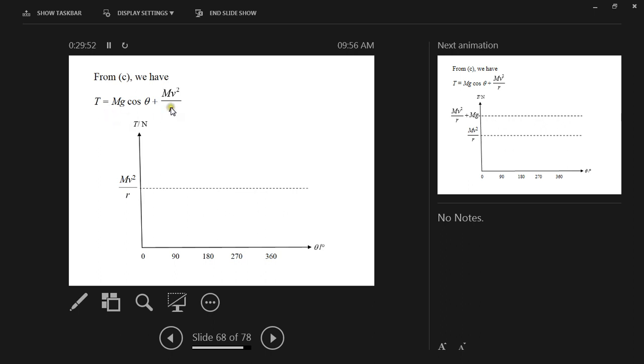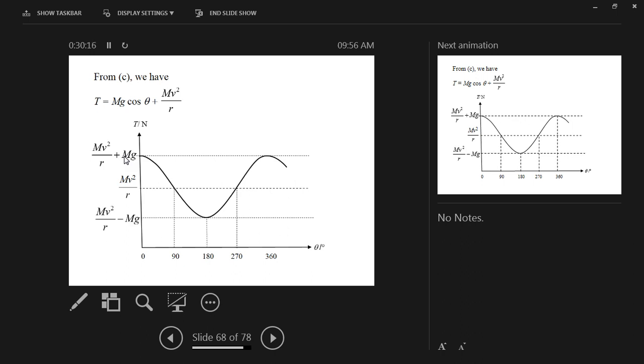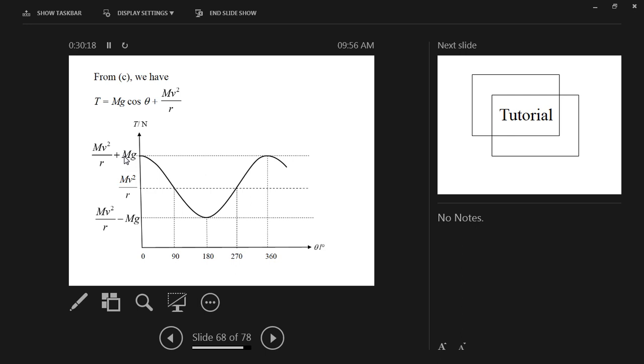Okay, so this equation is from part C, like what we say, the end result for the graph should be a cosine graph shifted up by mv squared over r, because you add a constant mv squared over r. The maximum value will be when cosine theta equals 1, and the minimum value will be when cosine theta equals minus 1. Okay, so that will be how the graph will look like.